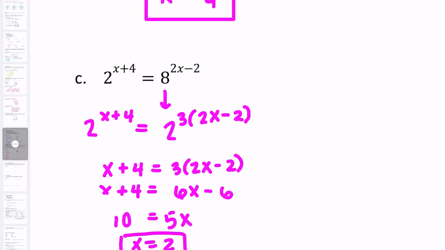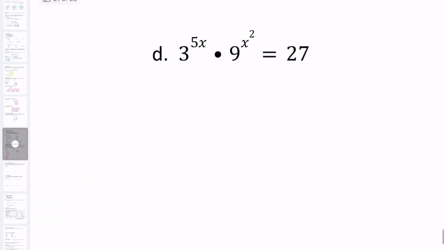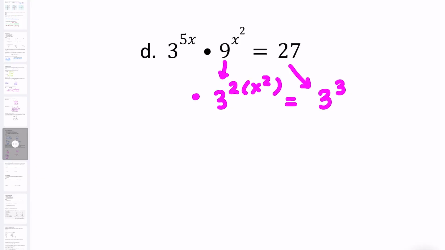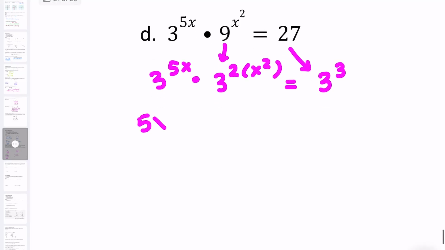The last one that we're going to do has 3 numbers. We're going to work with 3, 9, and 27. That means we need to rewrite 9 as 3 squared, and we need to write 27 as 3 cubed. From there, we have everything we need. We'll go ahead and write this out without the bases.